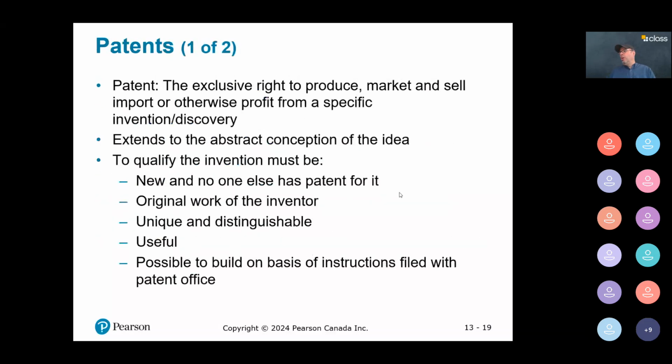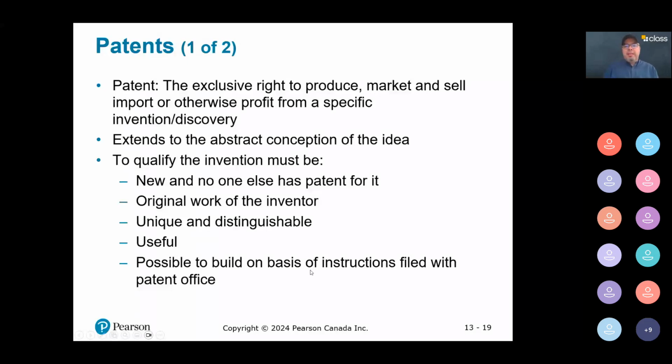So that's copyright. Any questions? Any comments? For those who are still there? No? All good? Okay.